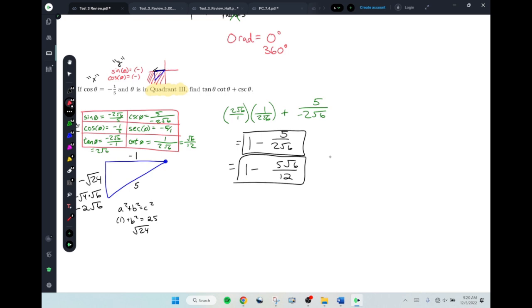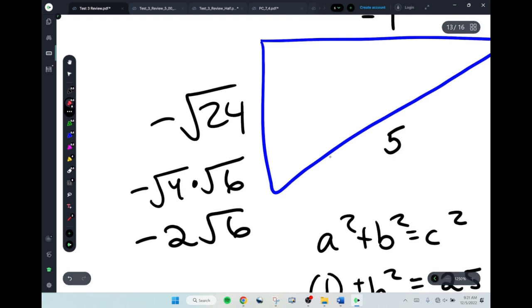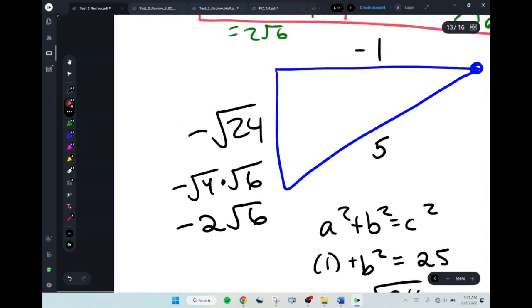How is it 24? What? How's it 24? Oh, are you talking about this right here? Negative 24? Those two things are the same. We just reduced out a.